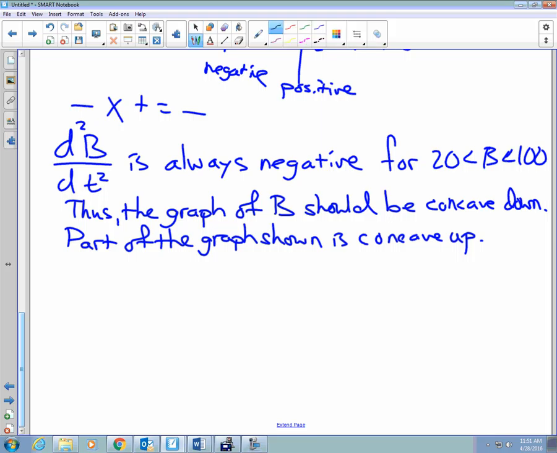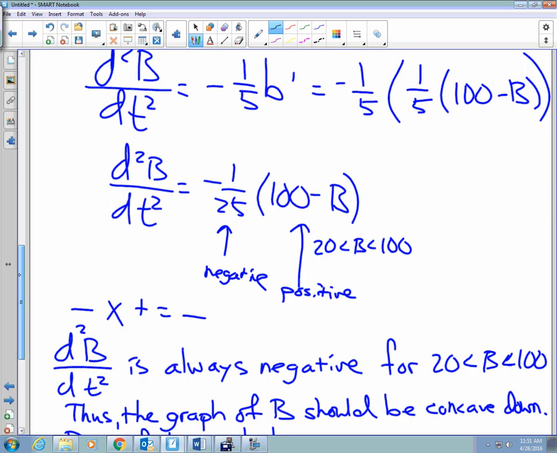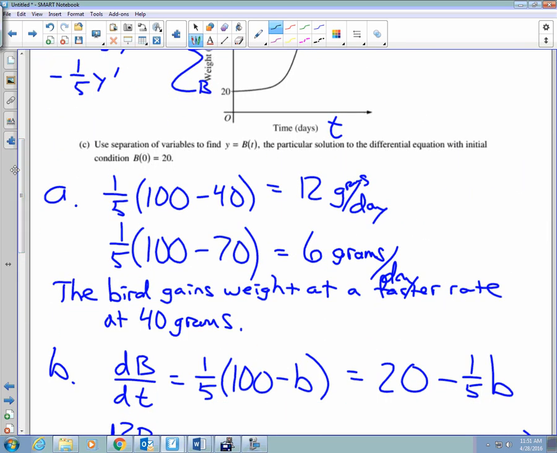Let's go to a problem that you're more familiar with, that you could have a good shot at getting right. And that is: find the particular solution to the differential equation with this initial condition using separation of variables.